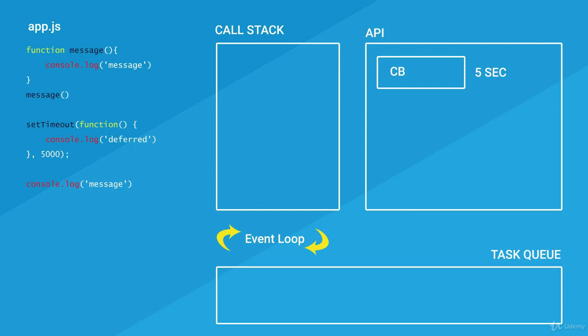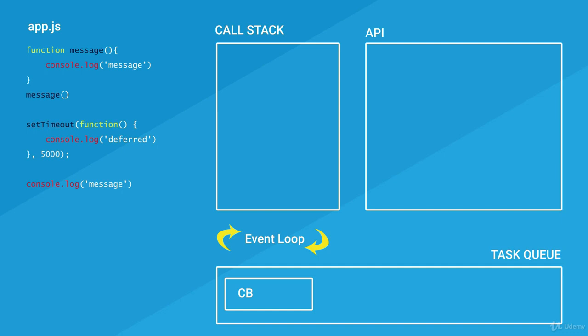Now, after 5 seconds, the APIs is going to send the callback to the task queue. Now, inside the task queue, you're going to have the event loop. You can have something called event loop. Now, the job of the event loop is to look at the call stack and look at the task queue. And it's going to say, okay, is the call stack clean, ready to be used? Well, no. Okay, so I'm not going to do anything. I'm going to wait.